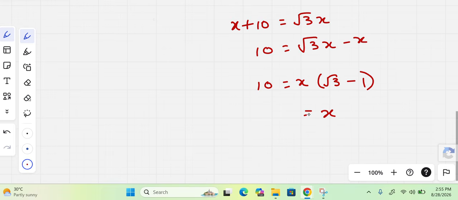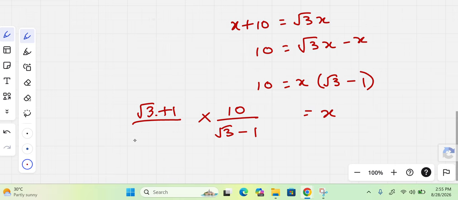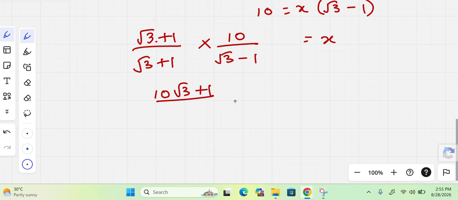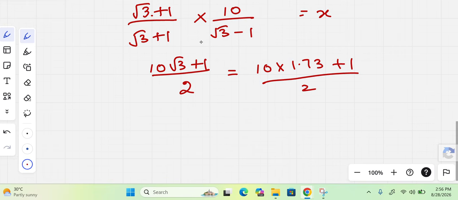Now I will isolate x here. 10 divided by root 3 minus 1. What will I do? I will rationalize. Root 3 plus 1 by root 3 plus 1. Ma'am, they already gave root 3 is 1.73, so can't we just subtract that? But it's better to do like this. So 3 minus 1 is 2. So this will be 10 root 3 plus 1. 10 into 1.73 plus 1 by 2, which will make it 5 into 1.73 plus 1.